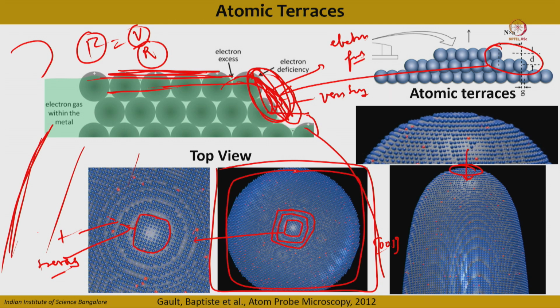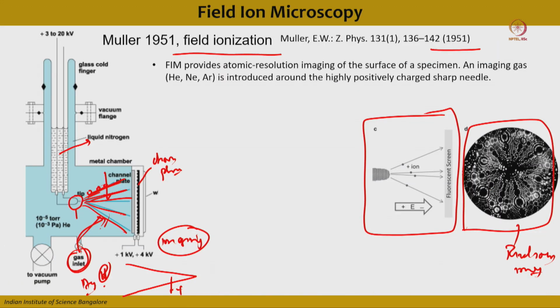Okay, and after application of the field potential, what will happen is the imaging gas atoms will get ionized much faster in these regions, because you are injecting a gas, correct? So these gas atoms get ionized faster, and they accelerate in a much shorter time than the gas atoms which are present on the flat surface. Fine.